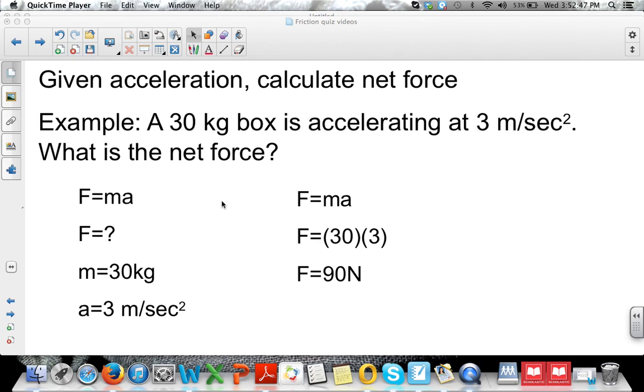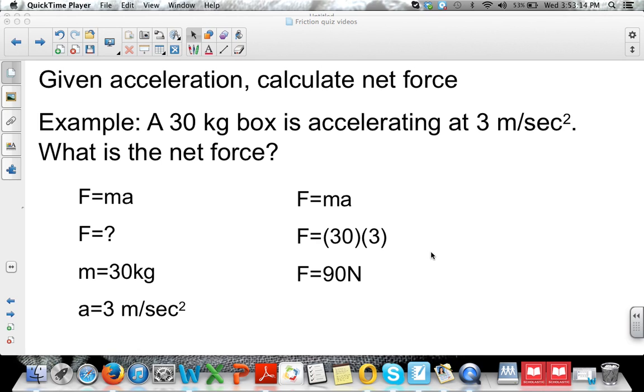So we're going to use F equals ma to find the net force. F is the thing you don't know because you're looking for force. Mass I gave you, 30 kilograms, and the acceleration I gave you also is 3 meters per second squared. So you have everything you need. You just plug it into F equals ma and you get what the force was, and the force was 90 newtons.